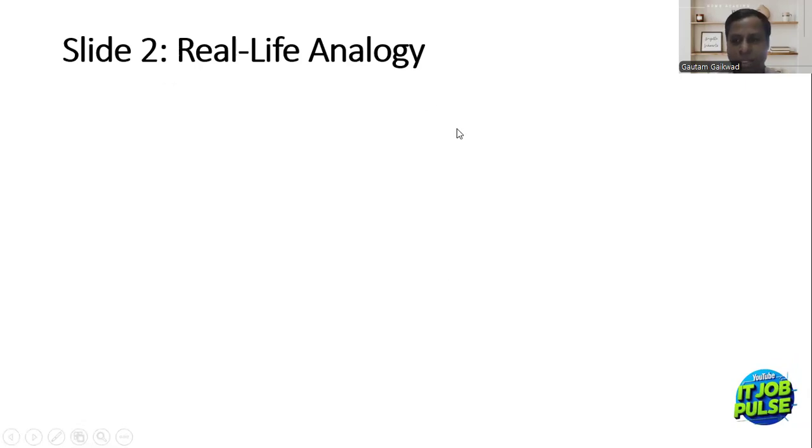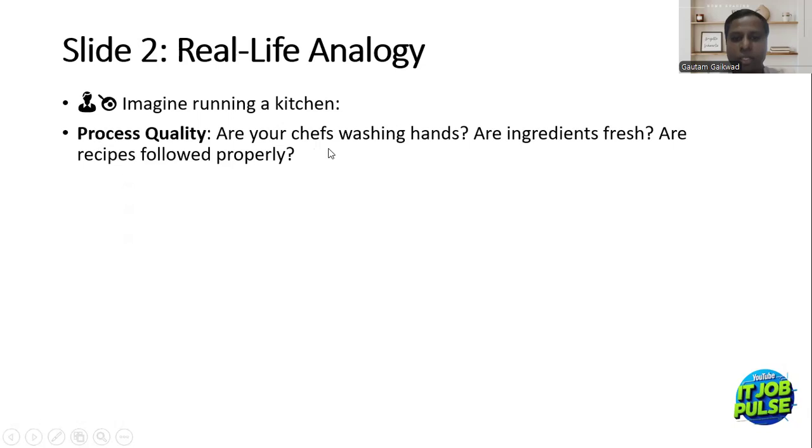A real life analogy. So let's understand with a real life analogy. Imagine running a kitchen. You have a kitchen, you're running that kitchen. First one, process quality. Are your chefs washing hands? Are ingredients fresh? Are recipes followed properly? So these are nothing but part of quality assurance. We are making sure that whoever is part of the kitchen, whatever we are using, is right. So chefs are the resource part, the human resource part. Ingredients, whatever ingredients we are using, we can call it database also, we can call it systems also. And we need to make sure that recipes are followed correctly or not.